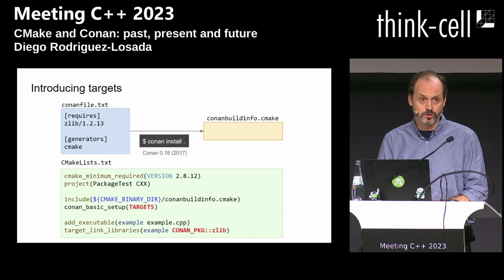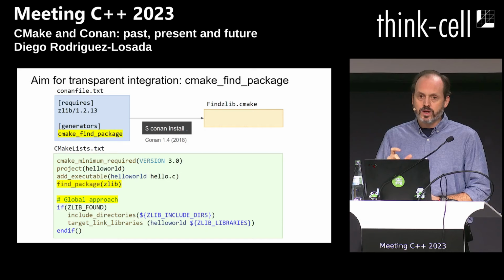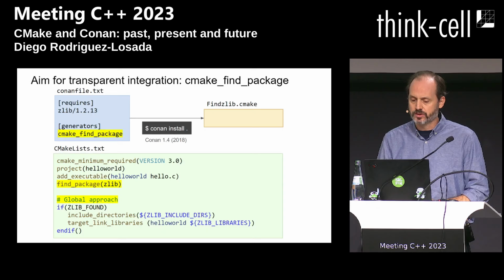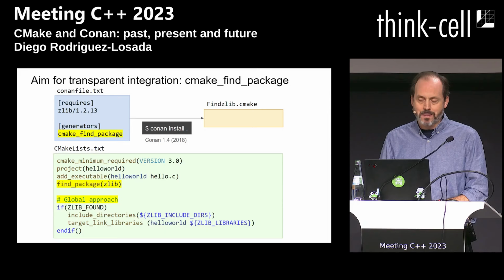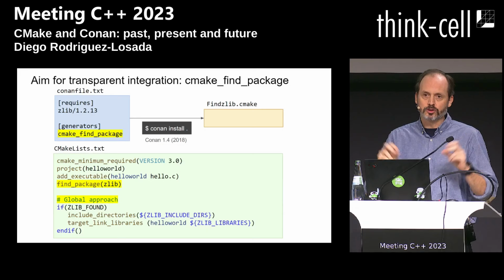And then we started to get the push from the community, and Conan was getting traction and more traction. And then we started to get the feedback: okay, this is looking great, but we would like to have our CMake list as unmodified as possible. We don't want to introduce Conan-specific things. That's a totally legit claim. And this was the reason that we created the first almost transparent integration that was called CMake Find Package.